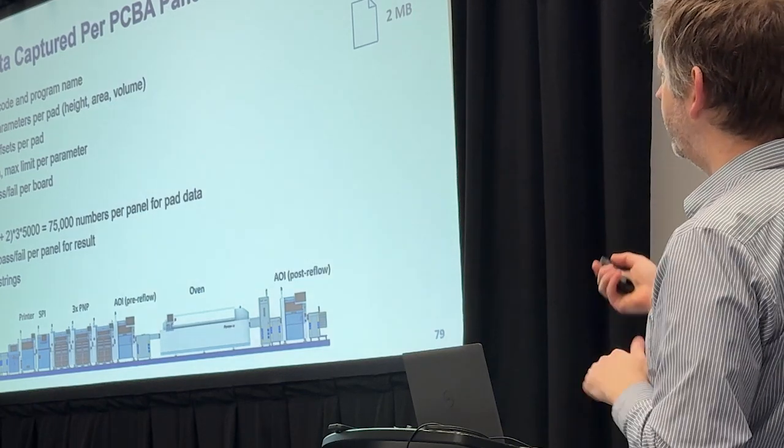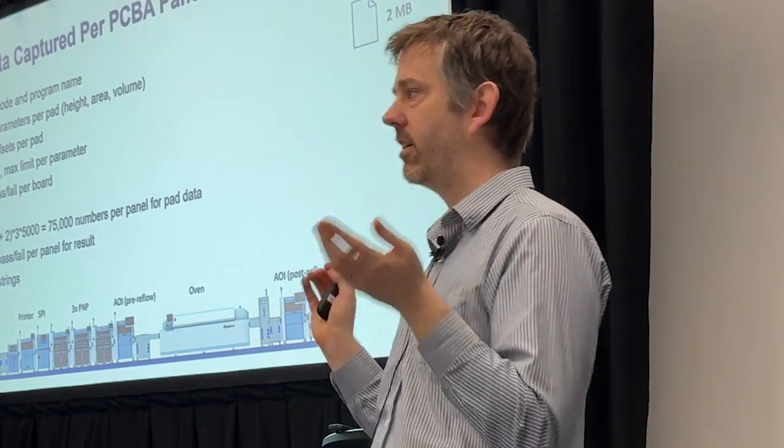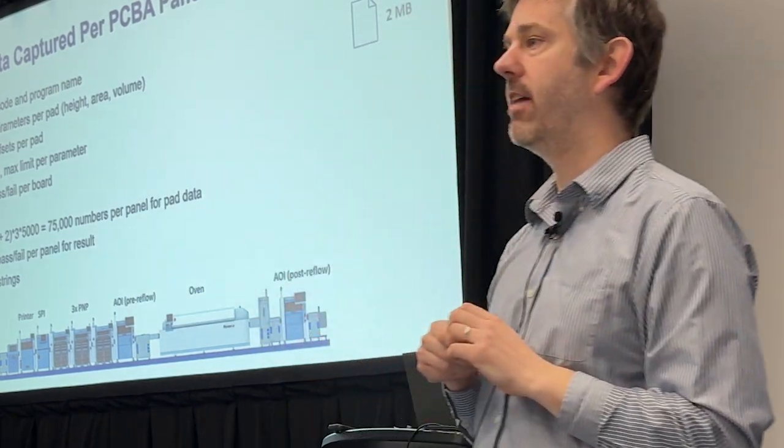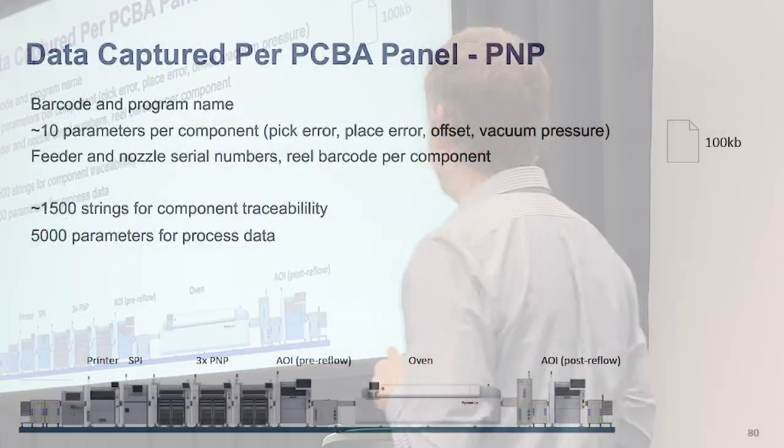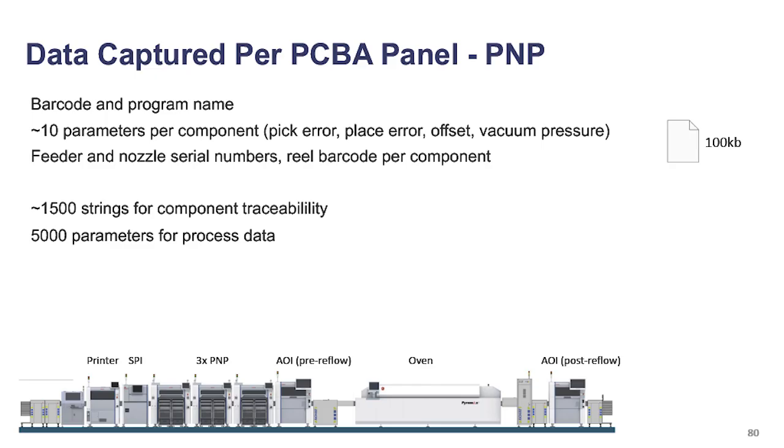And so if I were just to store this in a file, like a JSON or XML file, it'd be like a 2 megabyte file for every single PCB. It rapidly can start adding up. That's non-trivial now. Pick and place somewhere in the middle.